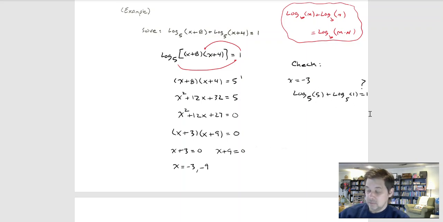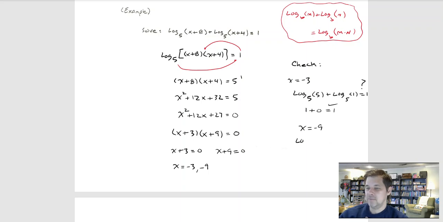I've made other videos regarding how you calculate any individual logarithm, but log base 5 of 5 is 1 because 5 to the first power is 5, and log base 5 of 1 is 0 because 5 to the 0 power is 1. And so this equation reduces to the statement that 1 plus 0 is 1, and that's something everybody would agree with. Okay, so negative 3 works. What about negative 9? Well, here's where I see a problem. Look what happens when you put negative 9 in. What's negative 9 plus 8? That's negative 1.